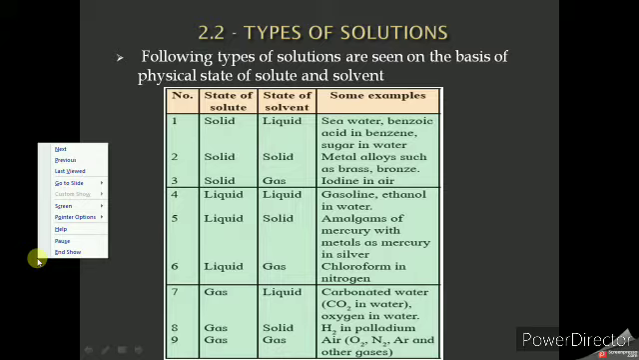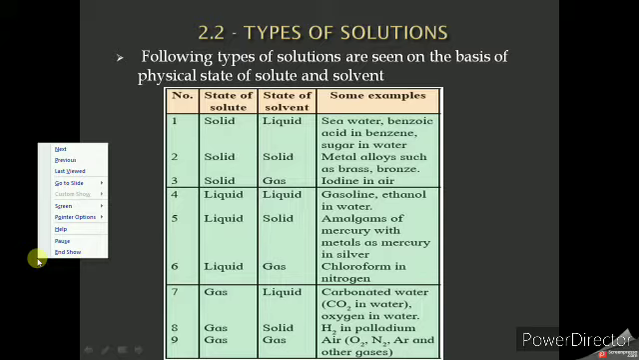Then when solute is in liquid state and solvent in solid state, amalgam of mercury with metal. For example, sodium amalgam. So we prepare an amalgam of sodium with mercury. So that is the fifth type. Then sixth type is when your solute is in liquid state and solvent in gaseous state. So if we take nitrogen gas and add liquid chloroform, then we prepare this type of solution. Then seventh type is when your solute is in gaseous state and solvent in liquid state.